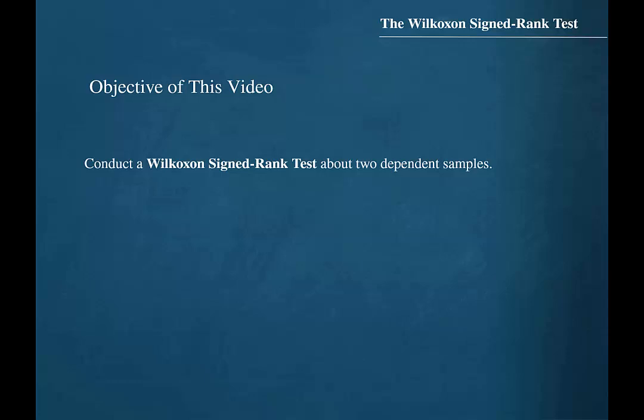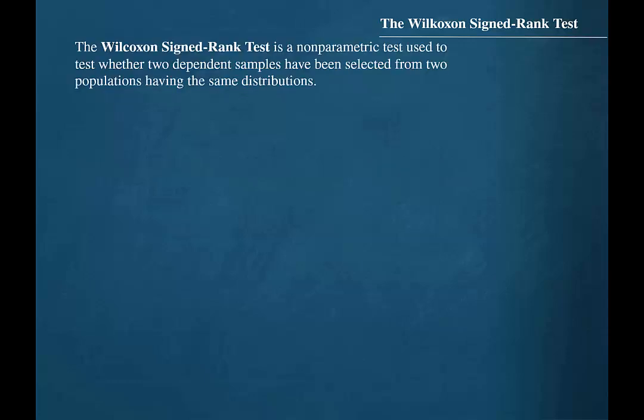The objective for this video is to learn how to conduct a Wilcoxon Signed Rank test about two dependent samples. The Wilcoxon Signed Rank test is a non-parametric test used to test whether two dependent samples have been selected from two populations having the same distributions.